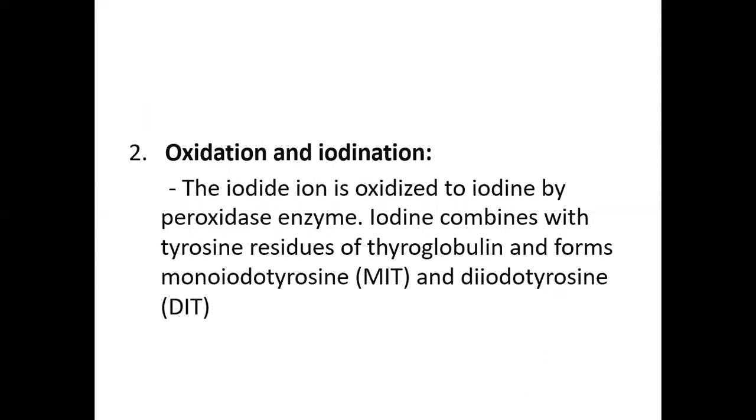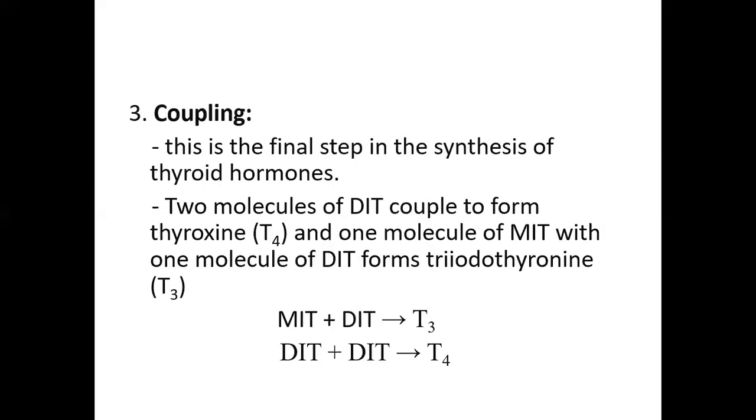So after this, there is the next stage called oxidation as well as iodination. The iodide ion is oxidized to iodine by peroxidase enzyme. So iodine combines with tyrosine residues of thyroglobulin and forms monoiodotyrosine as well as diiodotyrosine. Coupling. This is the final step in the synthesis of thyroid hormones.